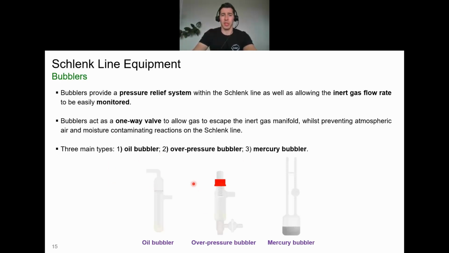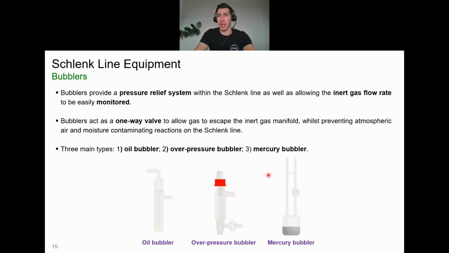The second option is an overpressure bubbler. These still contain oil, they have this valve, and they have a spring that applies pressure to the valve so that only when a certain pressure is reached does the bubbler bubble. And you can change the pressure by twisting this, so these are really fantastic.